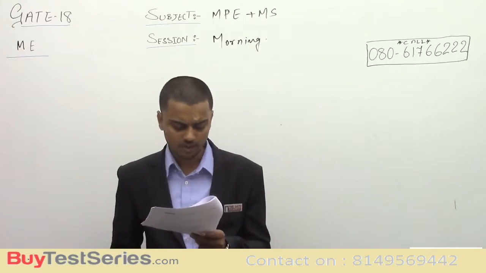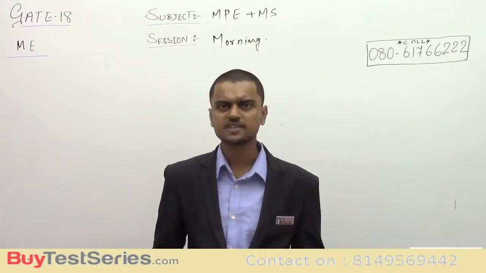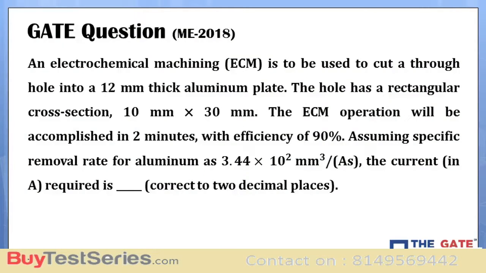Now we'll discuss question number 43, and it is from ECM, electrochemical machining. The question is: an electrochemical machining is used to cut a through hole into a 12 mm thick aluminium plate. The hole has a rectangular cross section 10 mm into 30 mm. The ECM operation will be accomplished in 2 minutes with an efficiency of 90%.